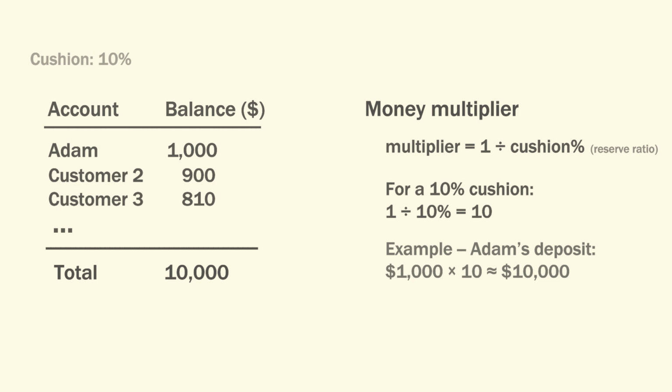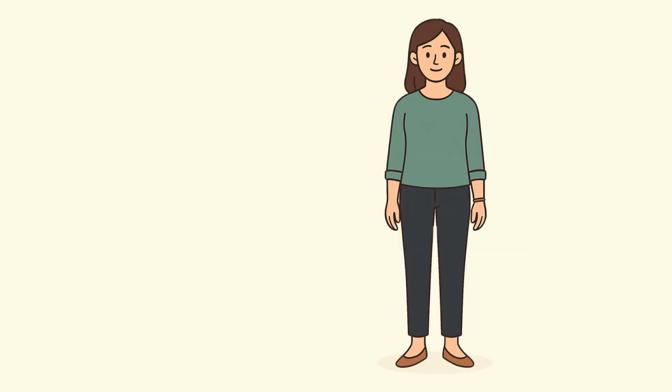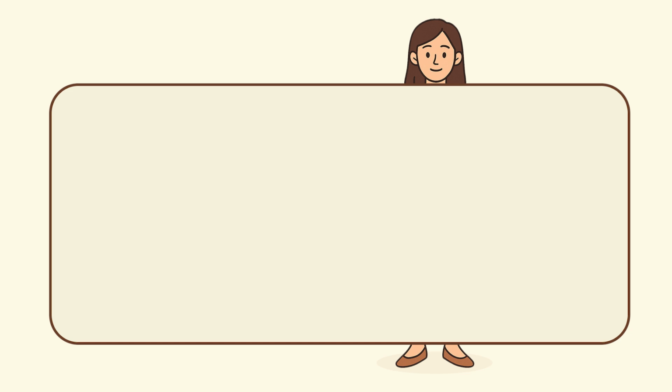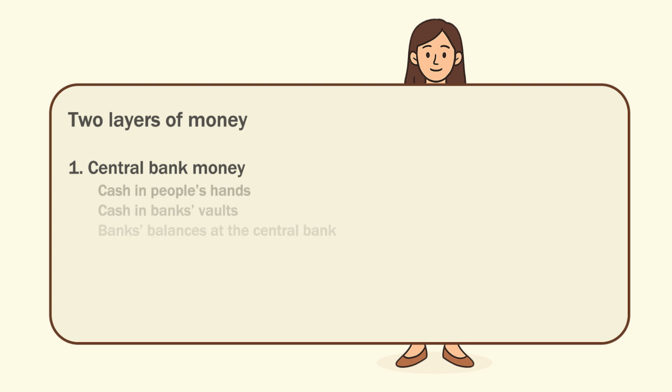To see how they really operate, we'll follow Maria. But before that, a quick note. In modern banking, it's useful to think of two layers of money. First, central bank money is the cash in people's hands and in banks' vaults, plus the balances in banks' own accounts at the central bank. Together, that vault cash and those central bank balances are what we will call the bank's reserves.